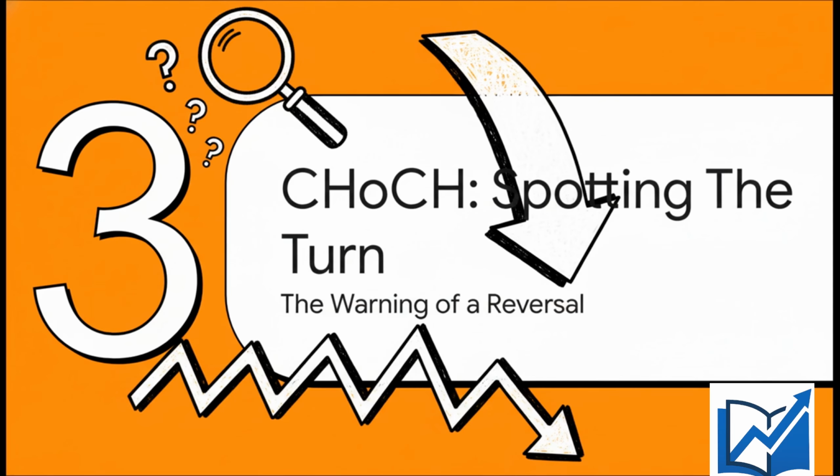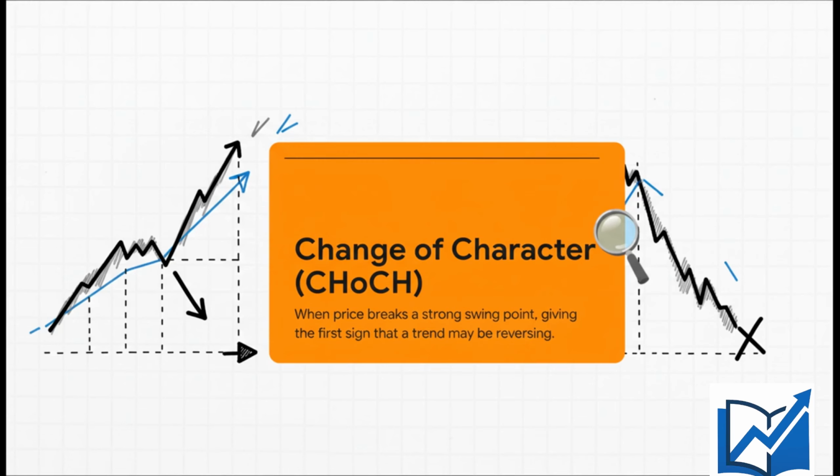A change of character is pretty much the exact opposite of a BOS. Remember those strong points we said were supposed to hold the whole trend together? Well, a CHOCH is what happens when one of them finally breaks. So in an uptrend, if price suddenly crashes below that last strong higher low, bam, that's a CHOCH. It's the first piece of real evidence that the balance of power between buyers and sellers might be shifting. Okay, this right here is probably the most important part of this whole explainer.